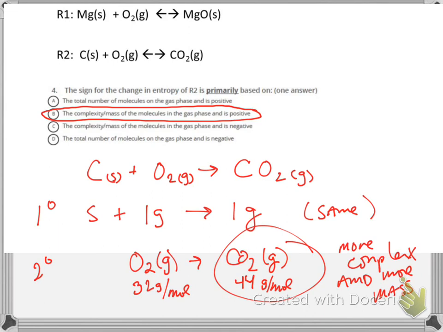So for this particular problem, phase cannot assign the sign of delta S. We must use the molecule's mass and complexity. Please make sure you feel comfortable with these problems going into the exam, primarily because we'll be asking many questions based on the correct assignment of delta H and delta S.